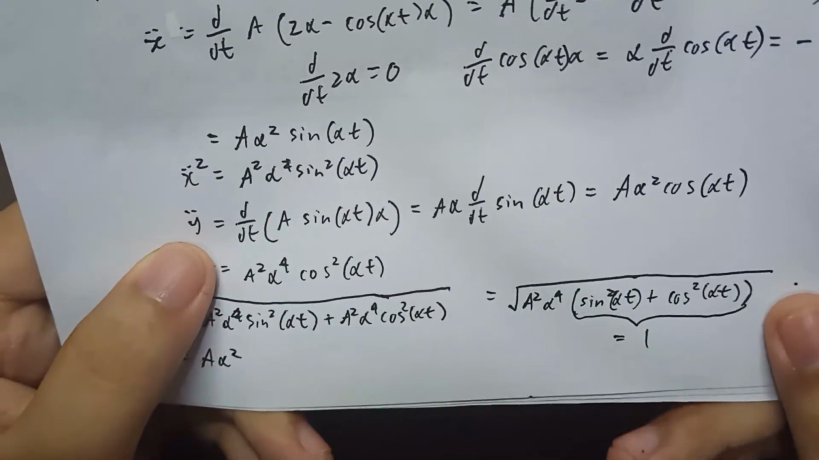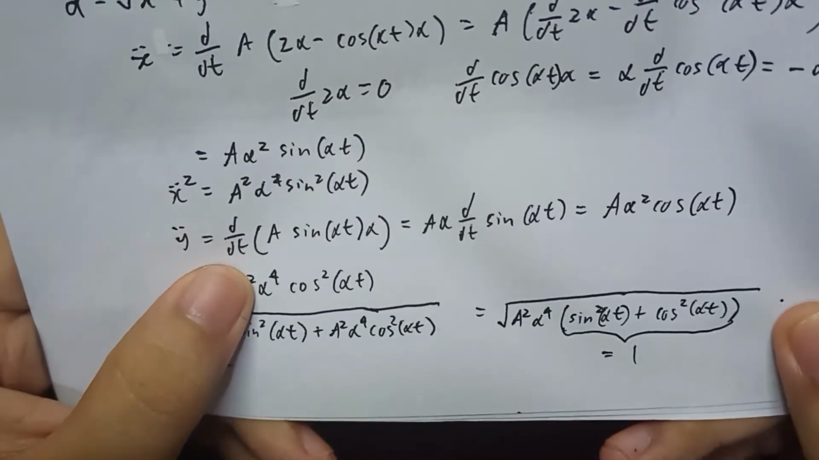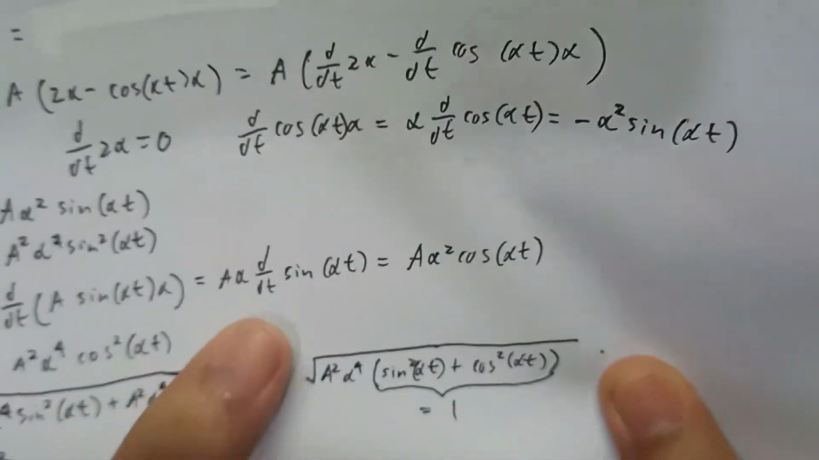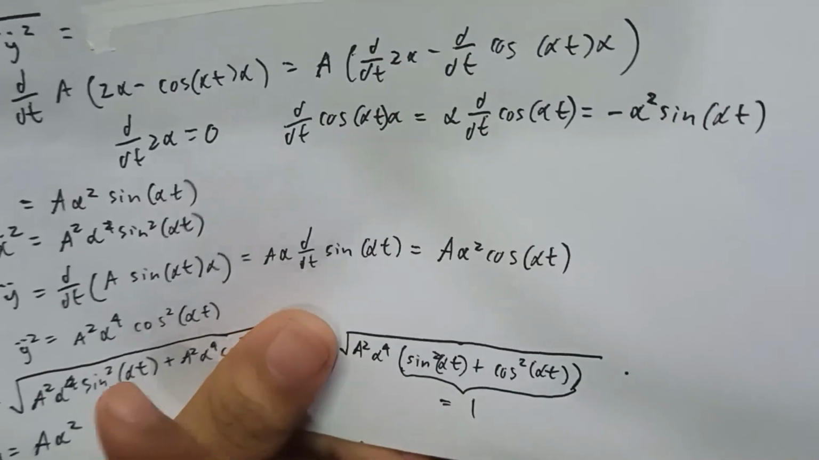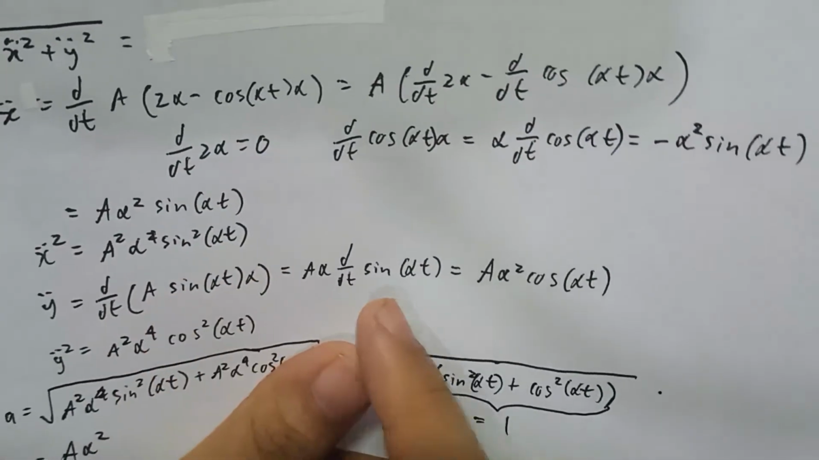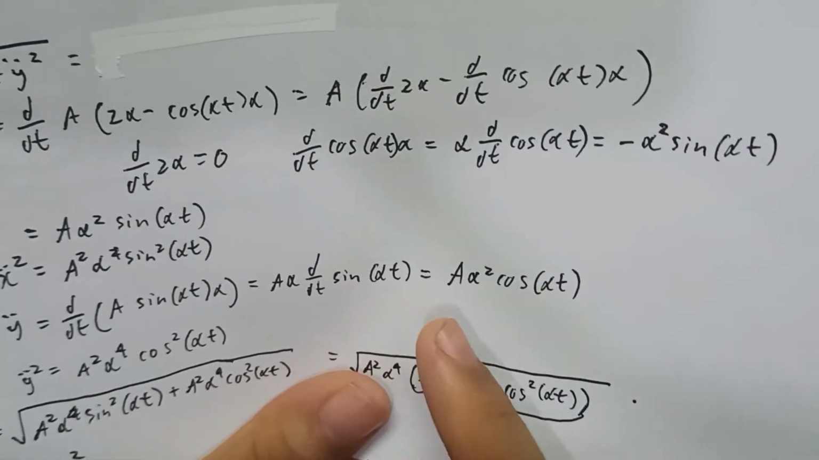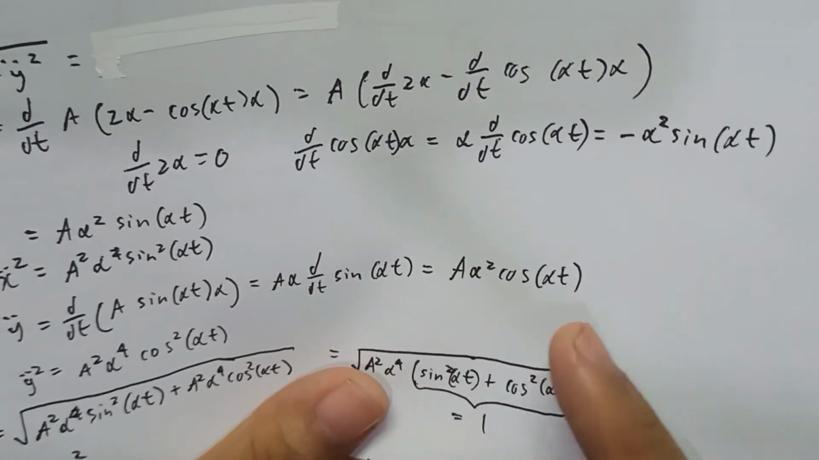And for the second derivative of y, we get the derivative with respect to t of a sine alpha t times alpha, which we get the constant out, which is the alpha and a, and we get the derivative with respect to t of sine alpha t, which gives us a alpha squared cosine alpha t.